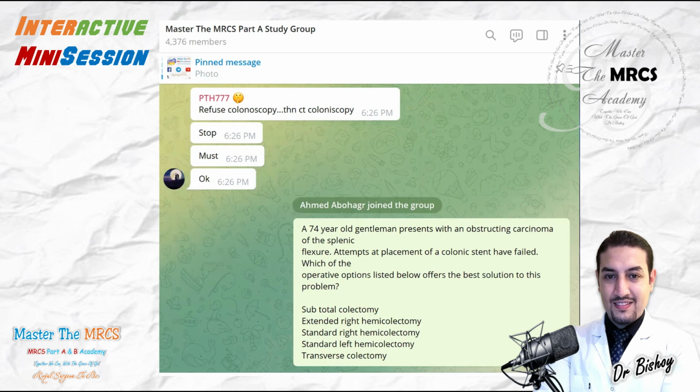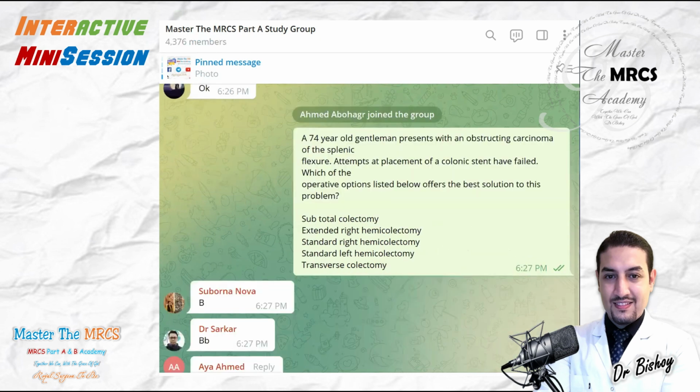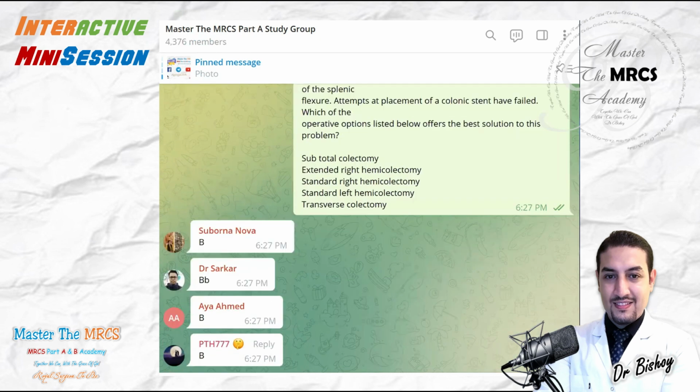Extended right hemicolectomy. So who knows the difference between the standard right hemicolectomy and the extended right hemicolectomy? Standard right hemicolectomy will be up to the medial two-thirds of the transverse colon. But if we do it up to the splenic flexure, that is extended right hemicolectomy.